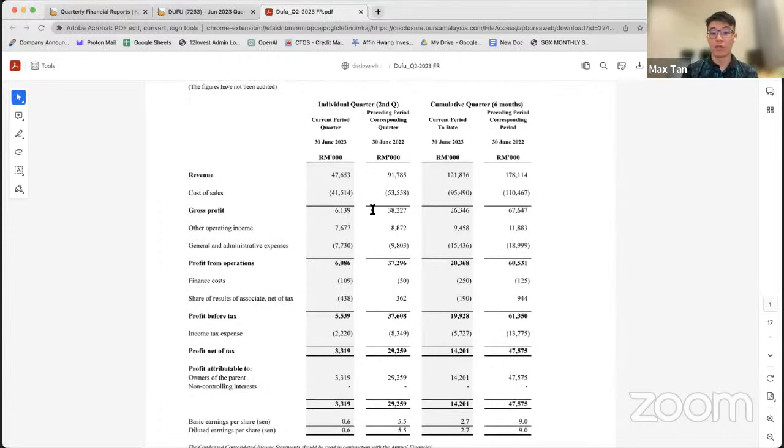In this case, you can guess that the fixed cost of Dufu per quarter is probably around 35 to 40-something million. So it's very borderline profitable for them in this quarter. Then if you look at other operating income, probably this is foreign exchange profit. Then you look into their profit from operations, it is quite a significant drop.